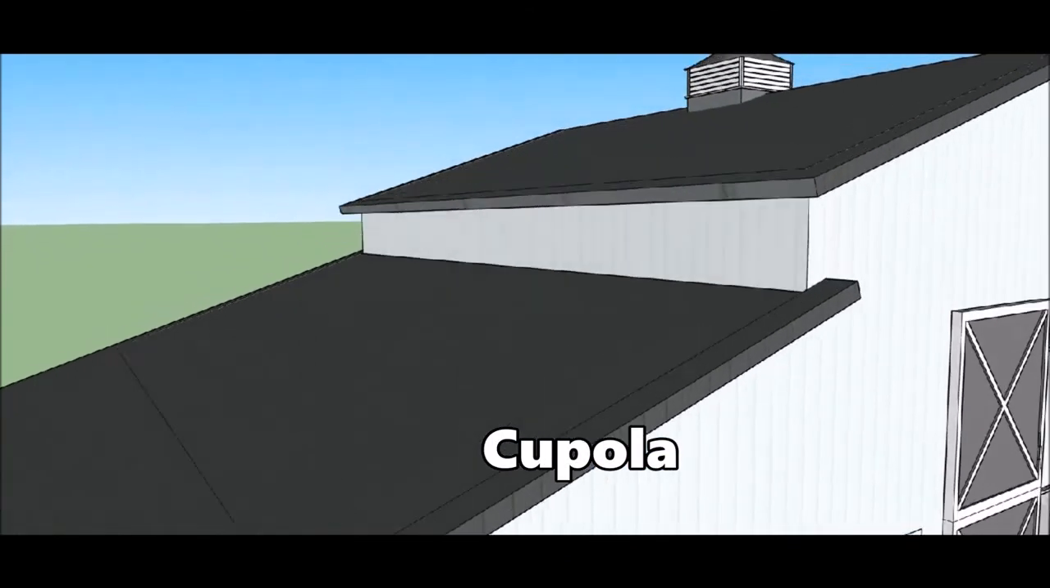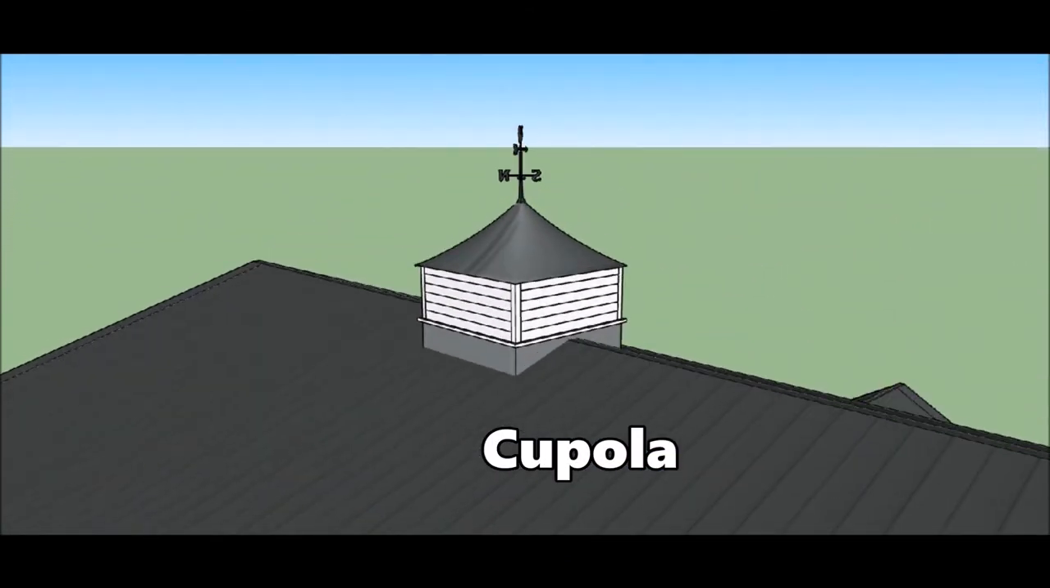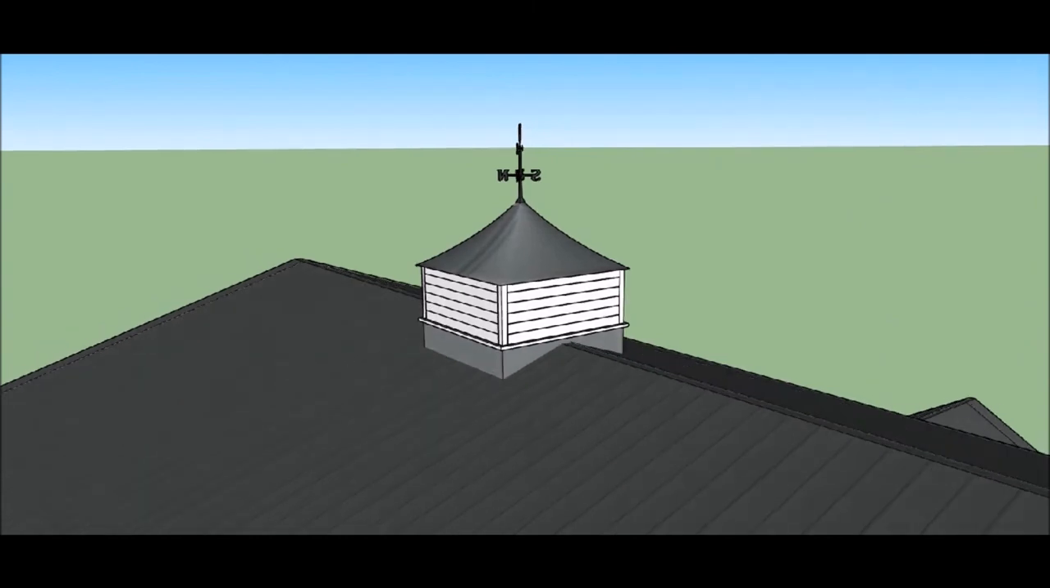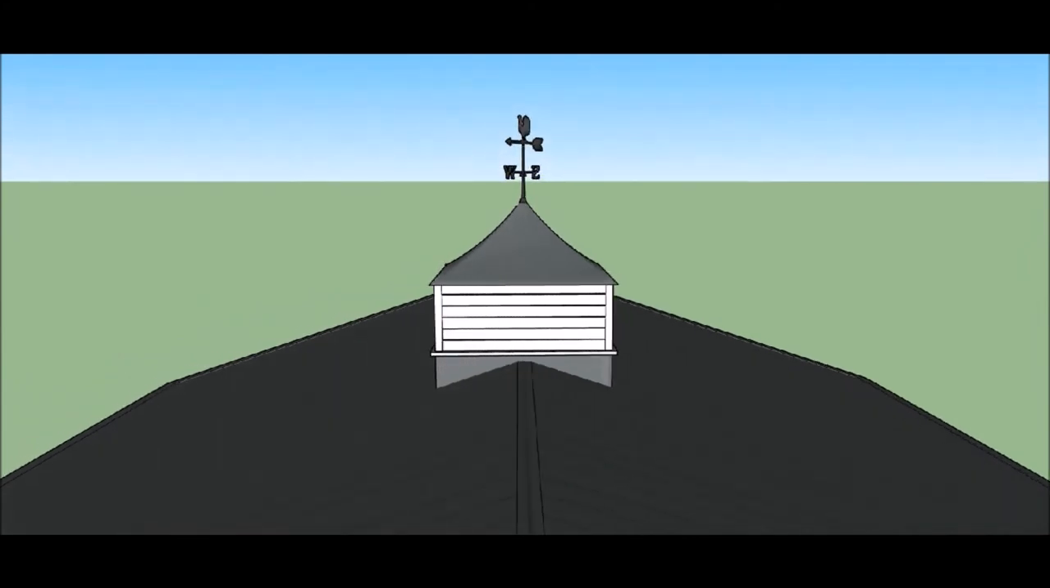A cupola is a decorative feature that can be placed on the roof to add some rustic charm. Standard sizes are 2 feet, 3 feet, and 4 feet square. These can be finished with a custom weather vane to really look sharp.